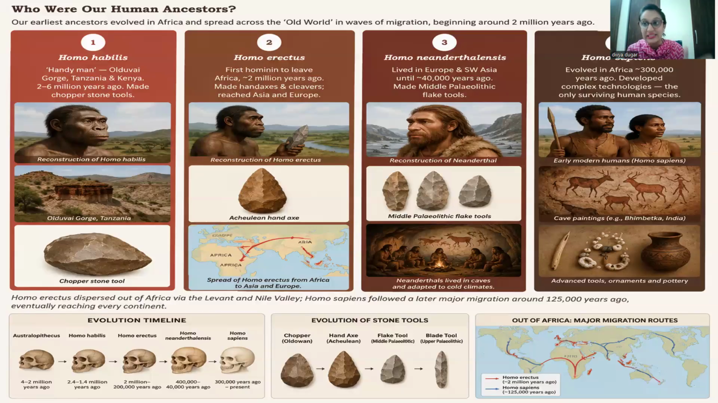And now the current one are the Homo sapiens. We evolved in Africa around, you can see here, 3 lakh years ago, and we developed complex technology. We are the only surviving human species. Children, now here you can see the image below where you can see the skulls. That is the evolution timeline. These are the skulls of the early humans and modern human, showing the evolutionary sequence from Homo habilis to Homo sapiens. And also you can see the evolution of the tools as well. This is clearly mentioned.